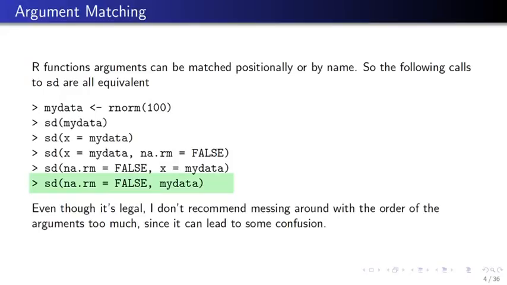Now what happens if I name one argument and don't name the other? Well, what happens is that the named argument is set, and you can think of it as being removed from the argument list. And then any other things that are passed will be matched to the function arguments in the order in which they come. So, for example, SD, after we remove the na.rm argument, only has one more argument left, and so my data will be assigned to that argument. So all of these expressions return the same exact value.